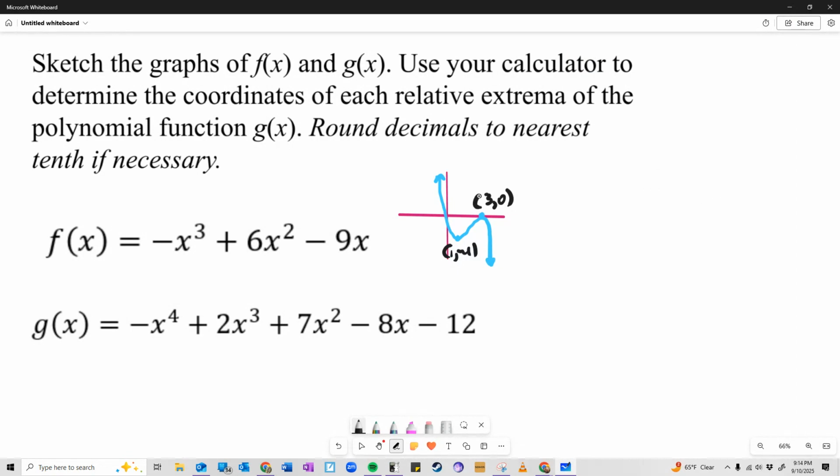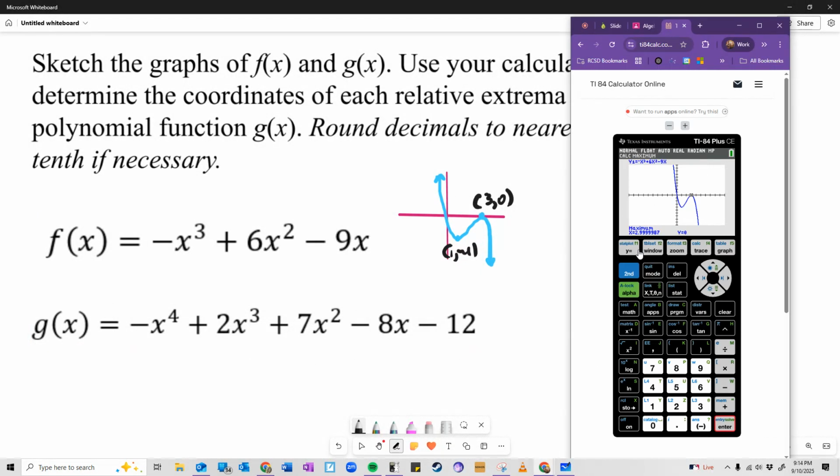Okay, now for this next one, this larger polynomial rule, I'm going to press y equals, let me just put it in real quick. Negative x to the fourth plus 2x to the third. And notice I'm just writing over what I've currently typed. Plus 7x to the second power, right arrow, minus 8x minus 12.